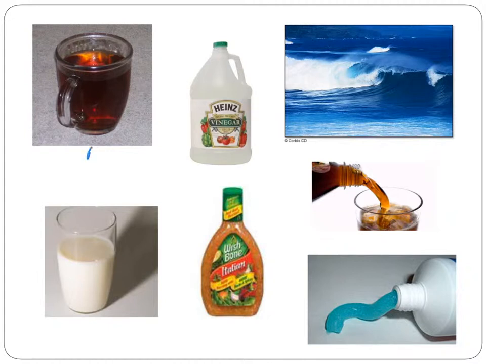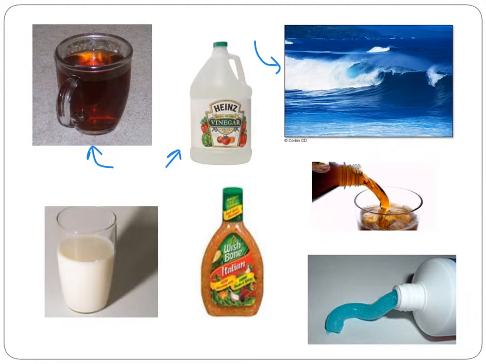So this cup of coffee is a homogeneous mixture. All of the brewing has happened and we have the coffee particles suspended in solution. Things that are in solution are homogeneous mixtures. Vinegar is acetic acid in solution. That's a homogeneous mixture. Seawater, salt water, is again a solid that has dissolved into the water, so it is a homogeneous mixture.